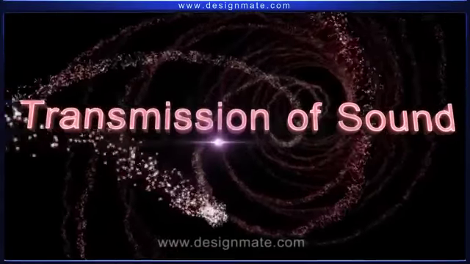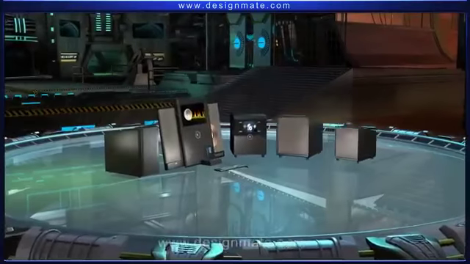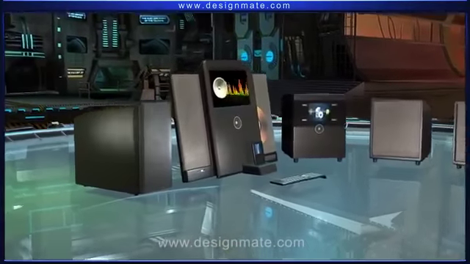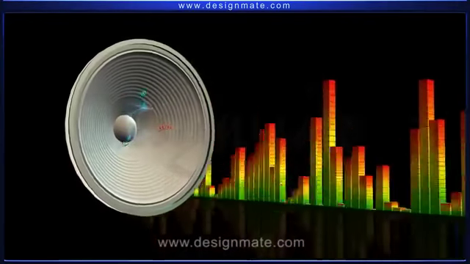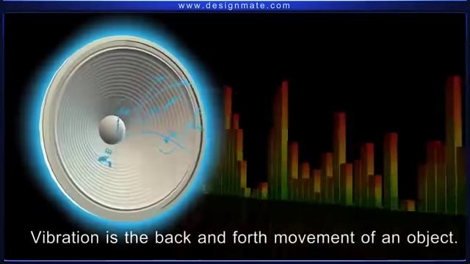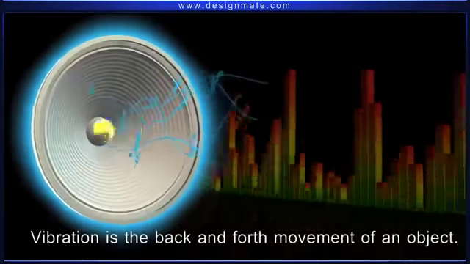Transmission of sound. Every sound is produced by a vibration. Vibration is the back and forth movement of an object.